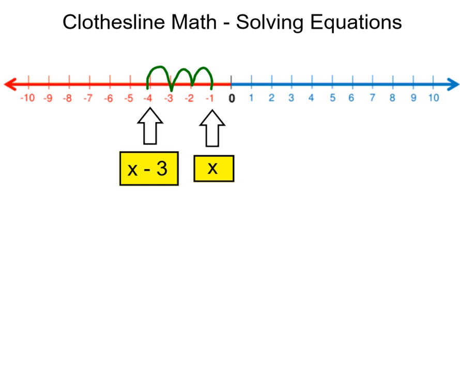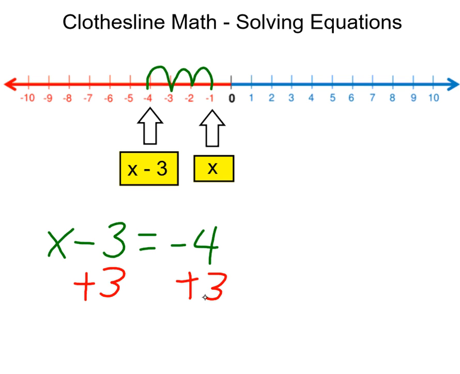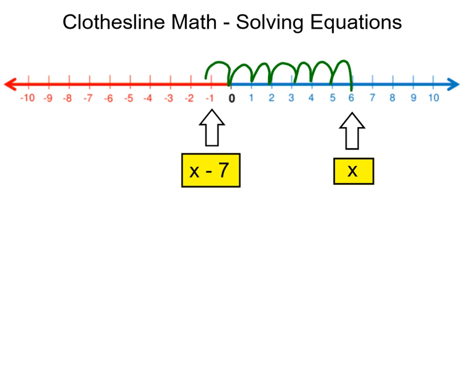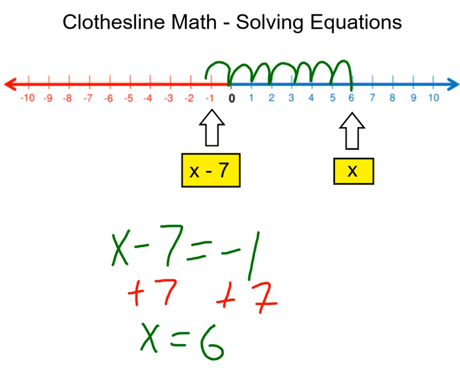What about this one? X minus 3 is -4. How did I figure out where x was going to be? Well, x was bigger than x minus 3, so I needed to add 3 to both sides to keep things balanced, and I would get an answer of -1. Let's look at this one. X minus 7 was -1. How did I get x? I needed to add 7 to both sides. I got 6.